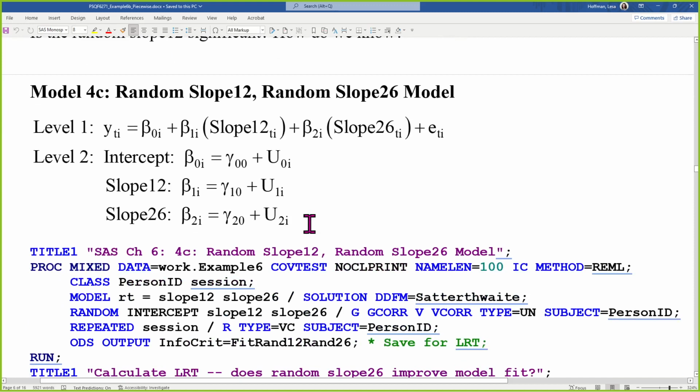Let's do the other one. What's new in the equation? We're adding random slope 2, 6.